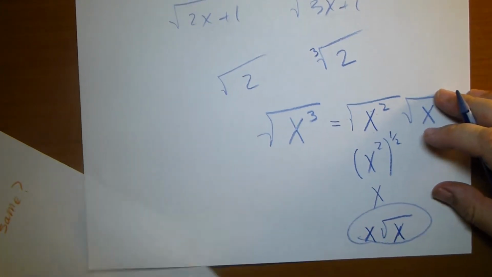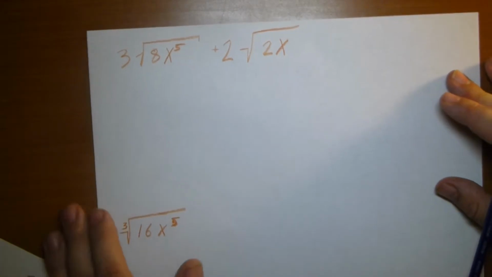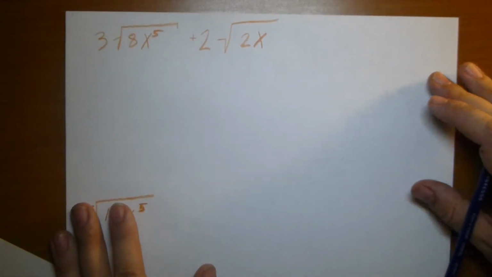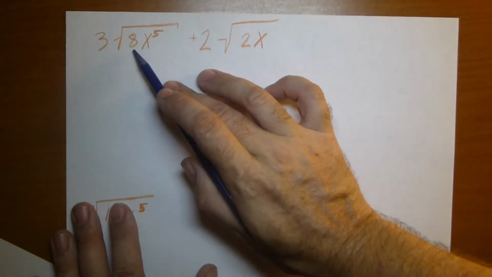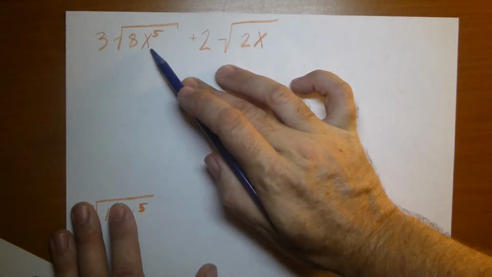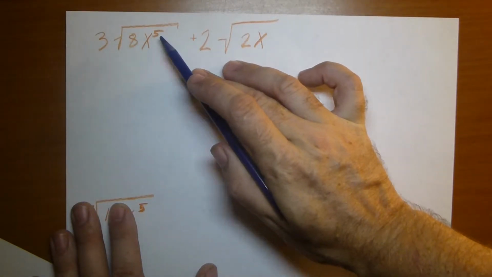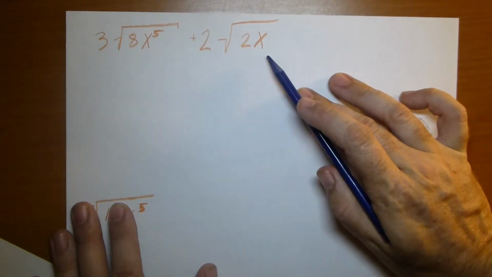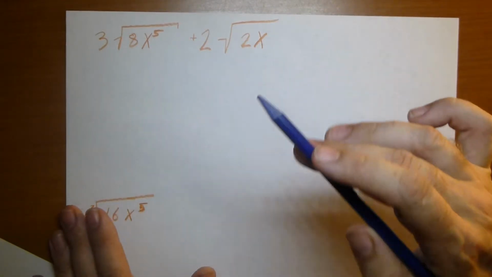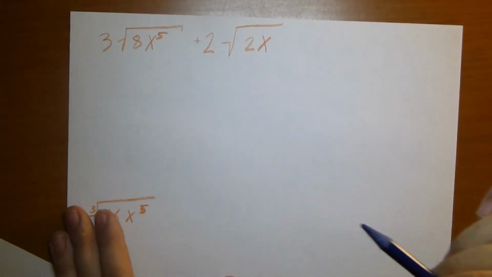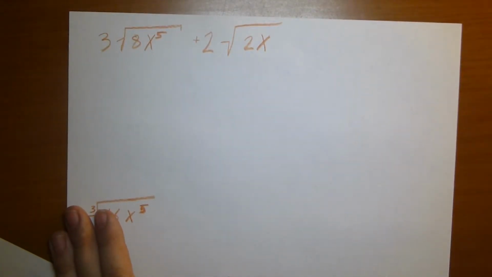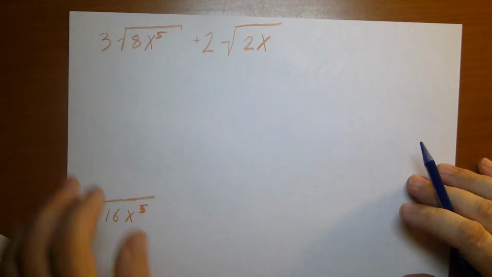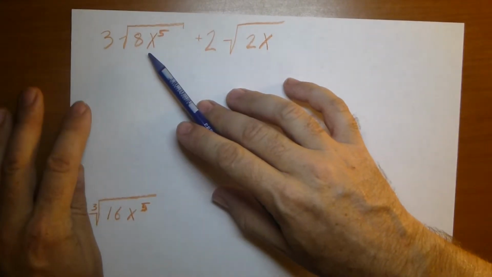Now let's look at some more concrete examples. Here we have 3 times the square root of 8x to the 5th power plus 2 square root of 2x. Are these like radicals? At the moment, no. But can we simplify them? Let's take a look at this one, the more complicated one.